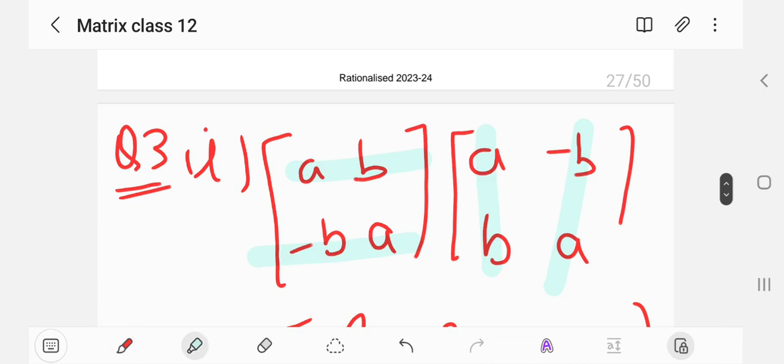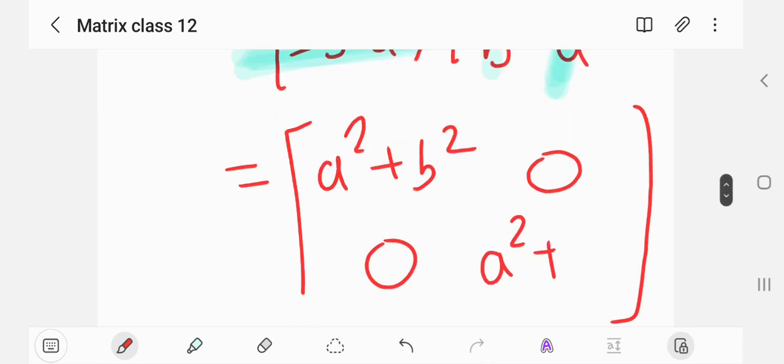Now multiply this row with this column, okay? So what will I get? I will get a square plus b square.